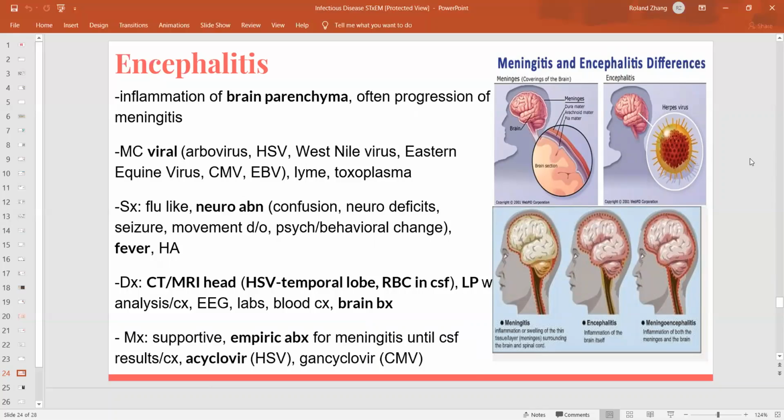So, how can you differentiate, in terms of symptoms, between meningitis and encephalitis? With meningitis, they generally come in with very high fever, but they're often neurologically intact. And with encephalitis, they generally don't have a lot of fever, but there's some neural abnormality, like change in mental status, neural deficit, or seizure, or they have behavioral changes.